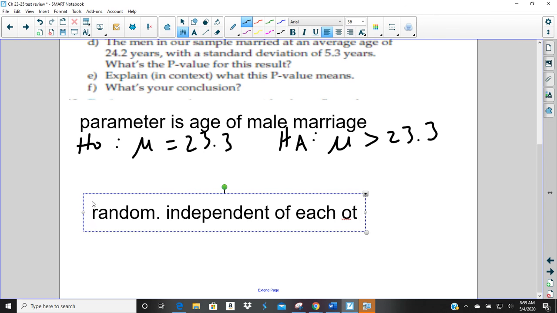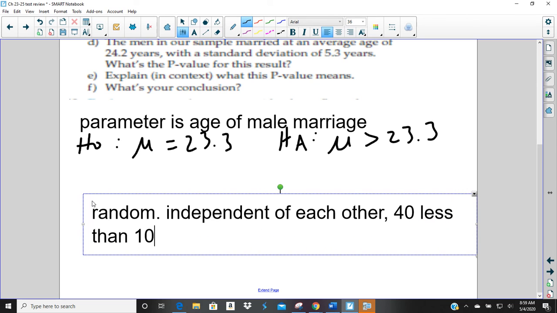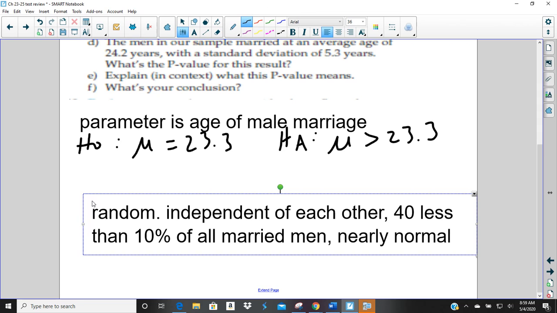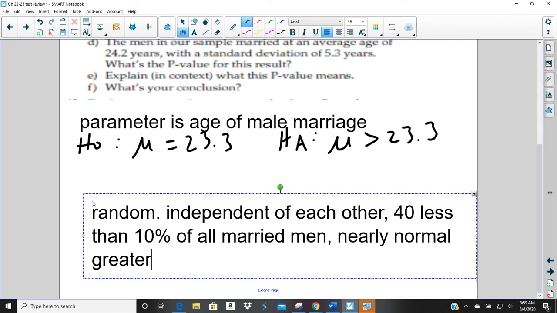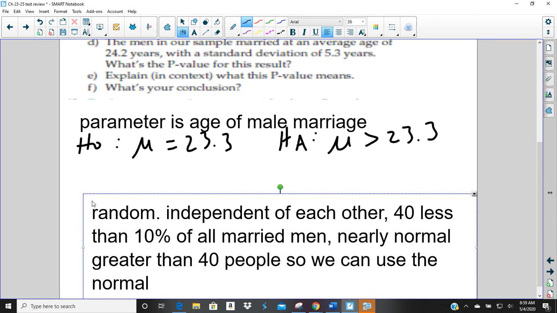40 is certainly less than 10% of the population of all men. Married men is really what it is, right? And then nearly normal, while we don't have anything showing us it, greater than 40 people, so we can use the normal model.